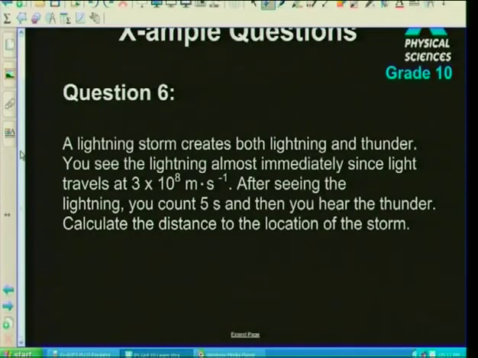This is a nice example because we've had a lot of thunderstorms lately. Sometimes you want to know, is it getting closer? Is it going far away? A lightning storm creates both lightning and thunder. You see the lightning almost immediately because light travels at 3 times 10 to the 8 meters per second. After seeing the lightning, you count 5 seconds, and then you hear the thunder. Calculate the distance to the location of the storm.